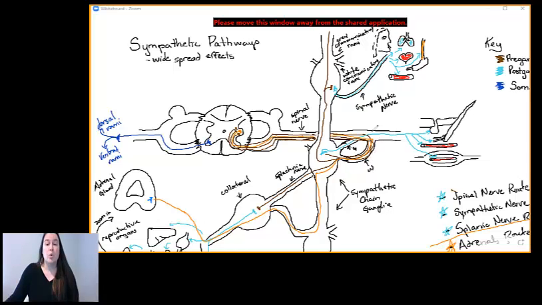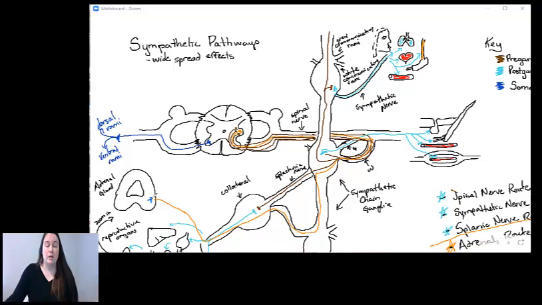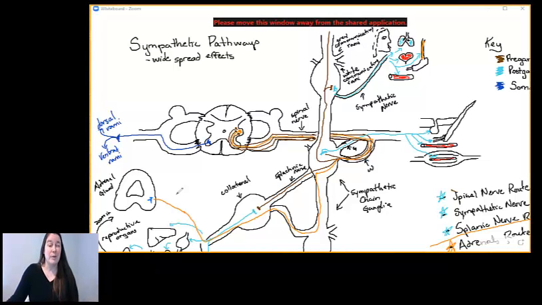It sweeps through the white communicating rami, bypasses the sympathetic nerve system, just traveling through the collateral ganglia as well, and terminates in the adrenal medulla, or in the adrenal gland, where it's going to cause the release of both epinephrine and norepinephrine, and to a lesser degree, tiny bits of dopamine.